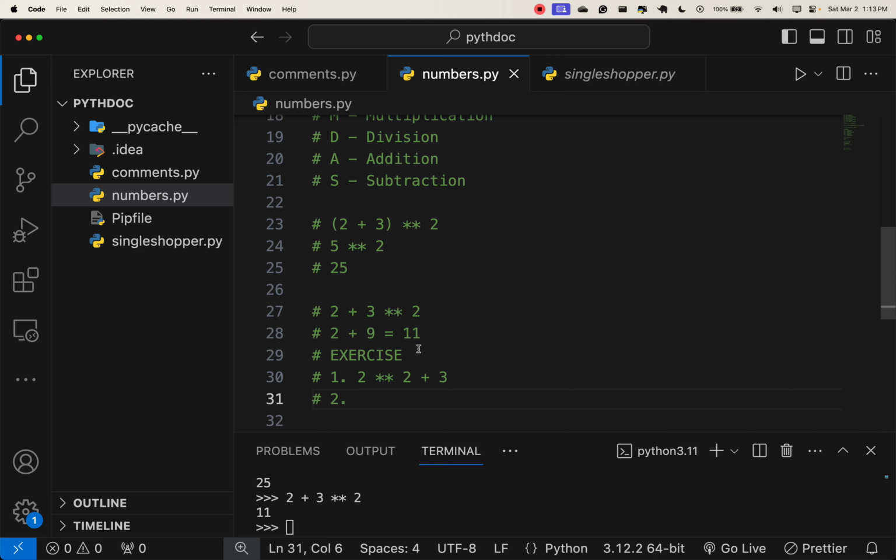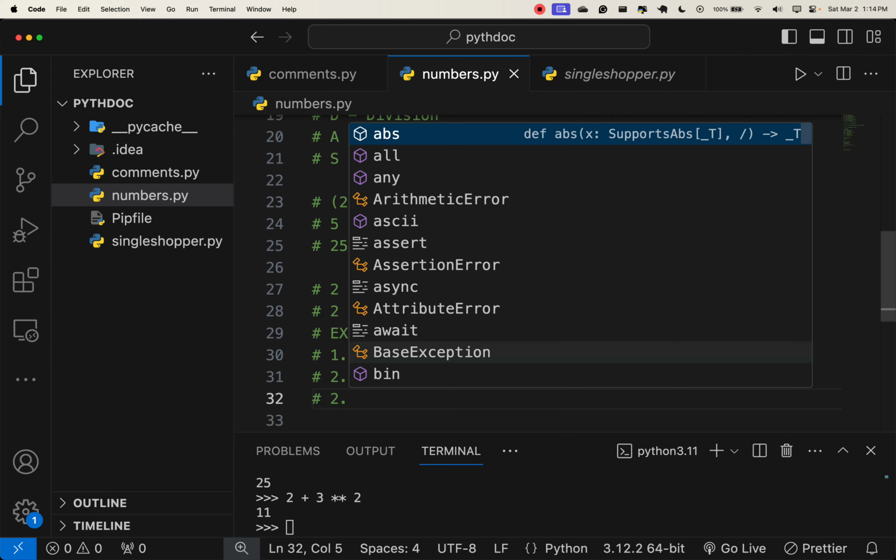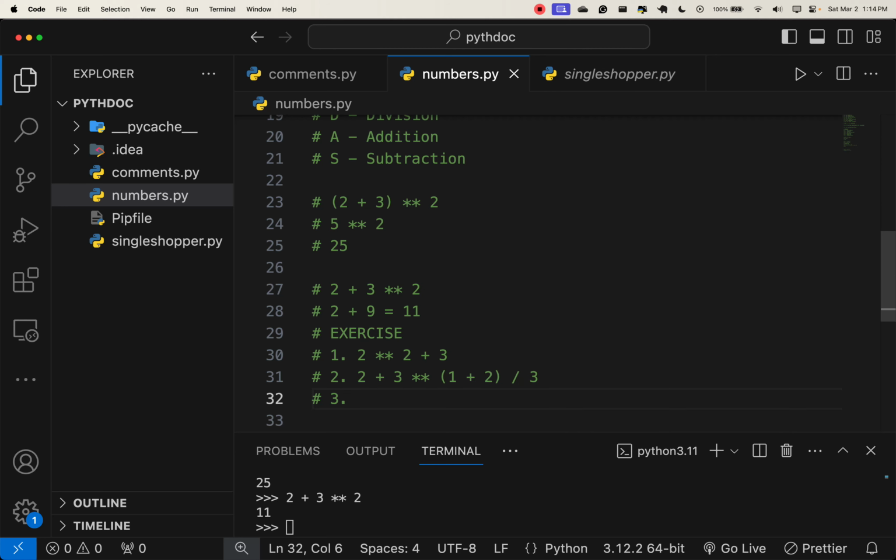For the second one, I will give a little bit more complex, but of course still very little. 1 plus 2, then divided by 3. I hope that's not too complex, because I'm just making up these figures on my own.